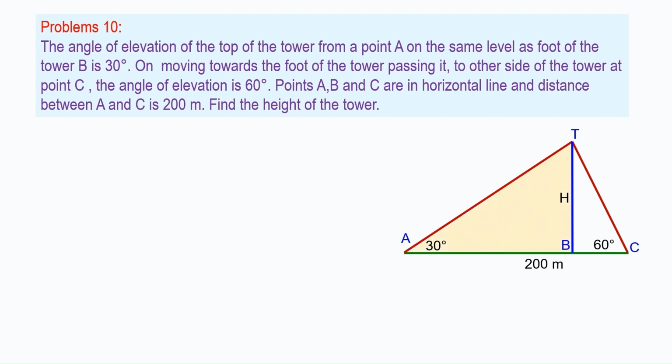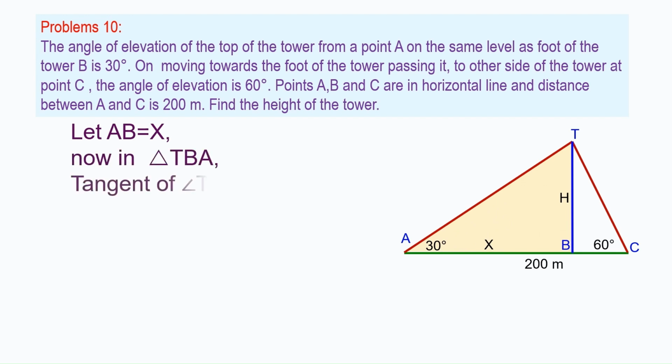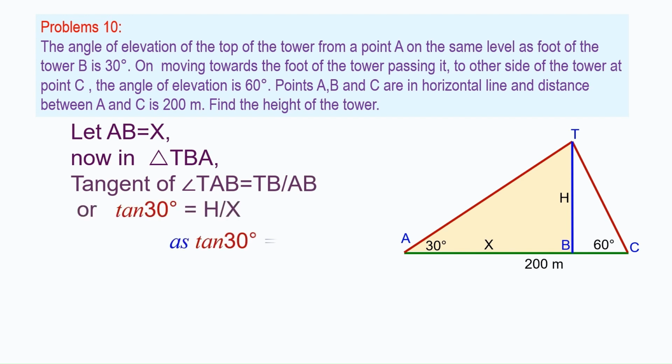Let AB equal x. In the triangle TBA, tangent of the angle TAB equals TB divided by AB, or tangent of 30 degrees equals h divided by x. As tangent of 30 degrees equals 1 divided by under root 3, we have 1 divided by under root 3 equals h divided by x, or x equals under root 3 times h.